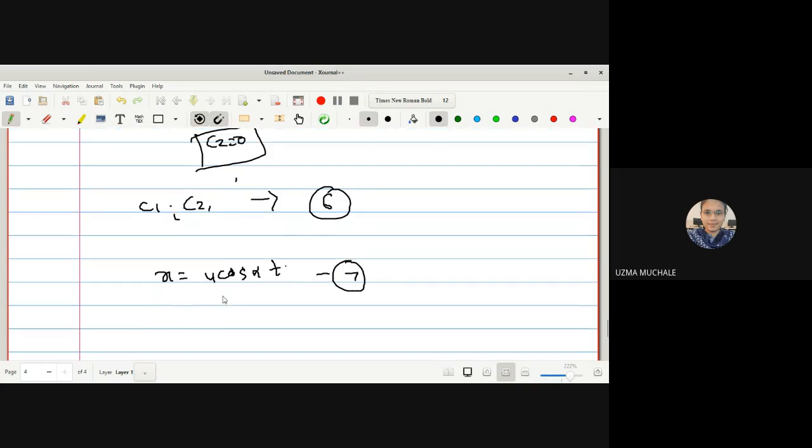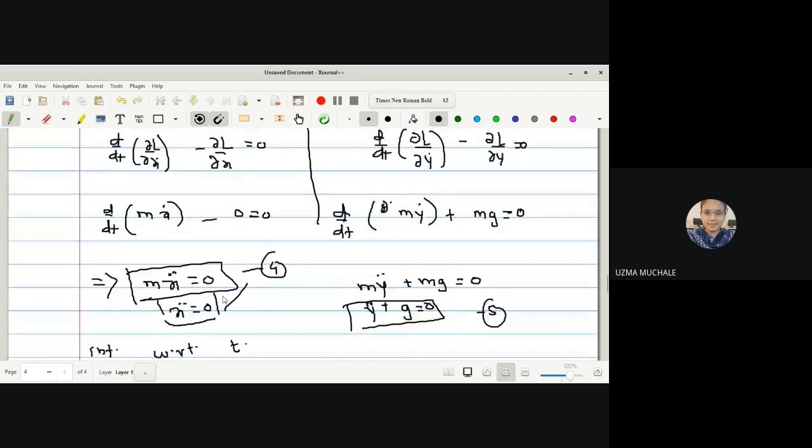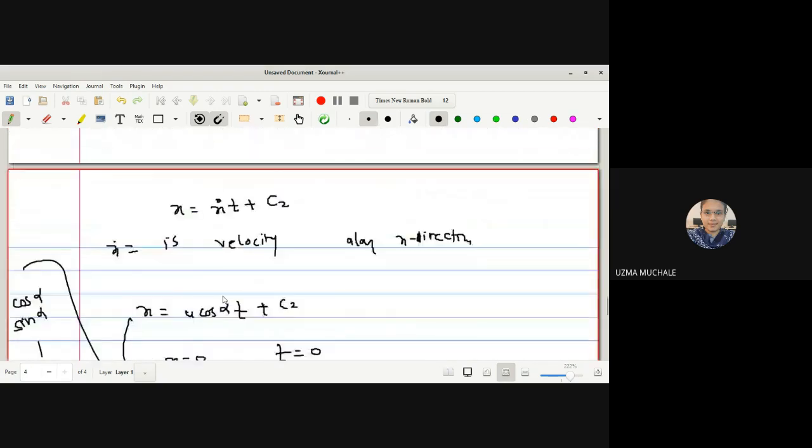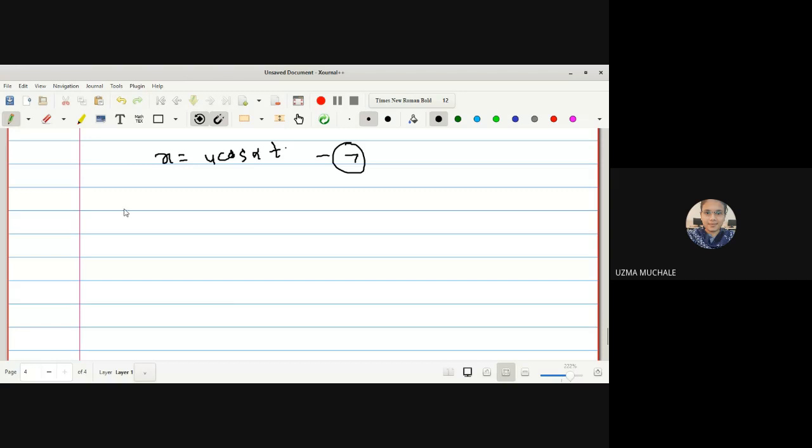Now we have to solve the second equation also, no? Equation 5. Okay, integrating equation number 5 with respect to t, we get, what is our equation? First I will write down the equation y double dot plus g equal to 0. Integration with respect to t, what is the result?